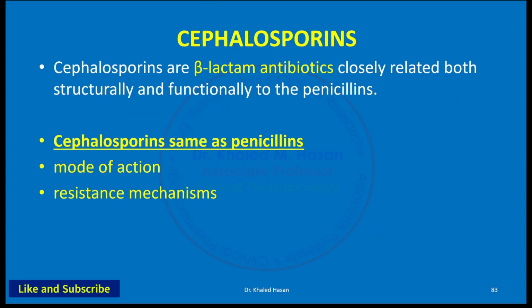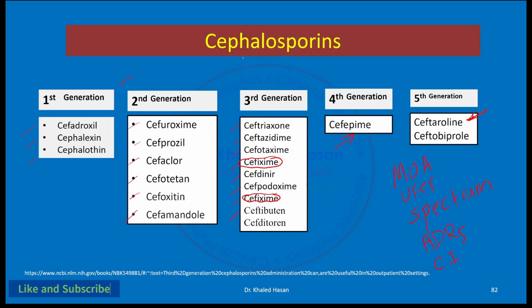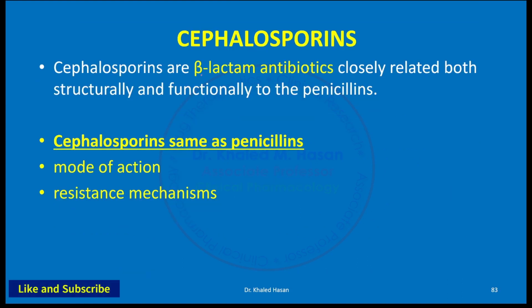Okay, so cephalosporin belong to the beta-lactam group, as we mentioned before, closely related to the penicillin. By closely related, I mean very similar to penicillin by the mechanism of action and by the development of resistance. So no need to go into details here. If we need to know how the cephalosporin work, we need to go back to the penicillin and look at the penicillin mechanism of action. The mechanism of resistance also is similar to the penicillin.